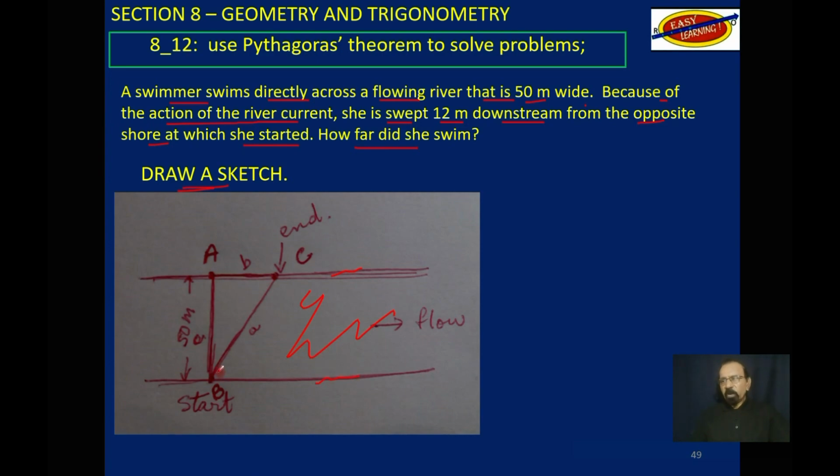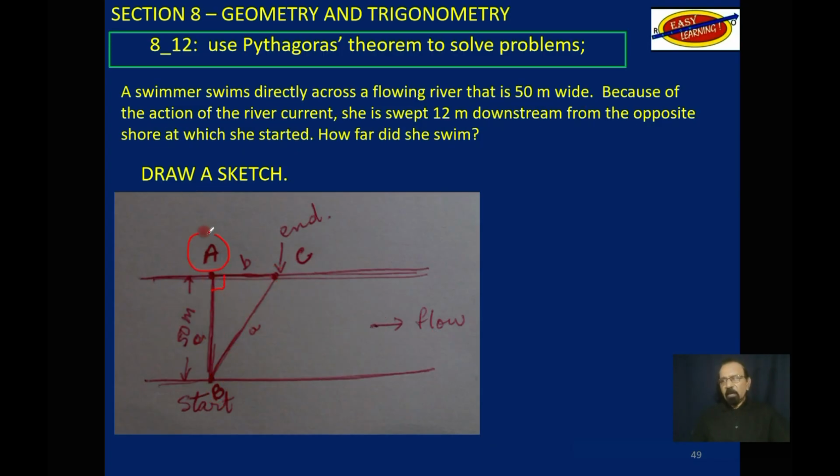This is where she starts. I will call that point B. She intends to go over here to A. This river is 50 meters wide. She is swimming this way. The flow pushes her a little off track, so she actually swims this path and ends up at C. From here to here, we are told is 12 meters. This is a right angle.